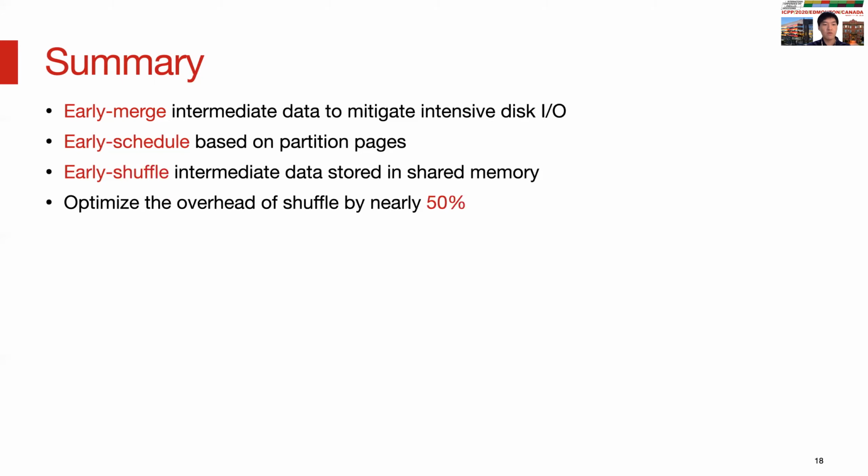Overall, Ops reduces the overhead of the shuffle by nearly 50%. In the test cases of HiBench, Ops improves end-to-end completion time by nearly 30% on average.